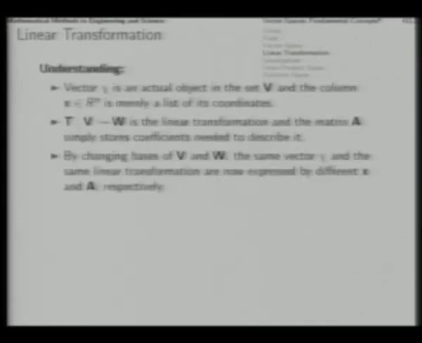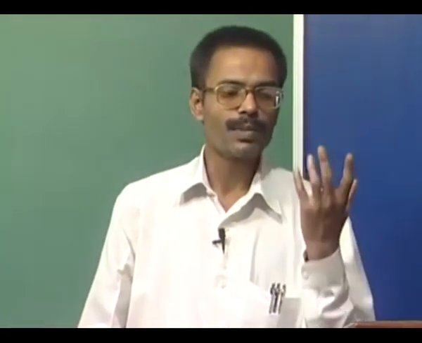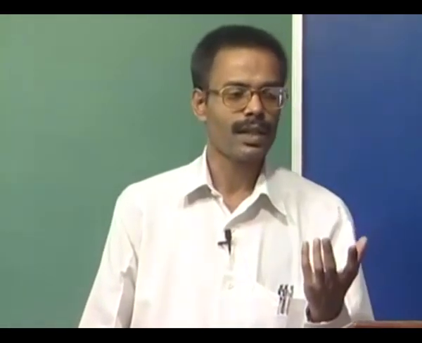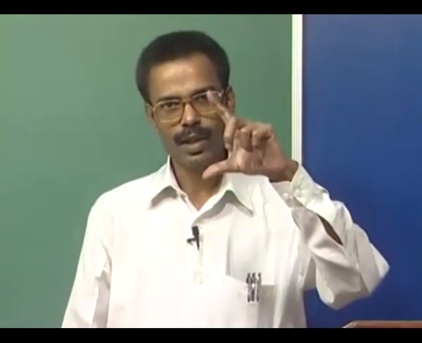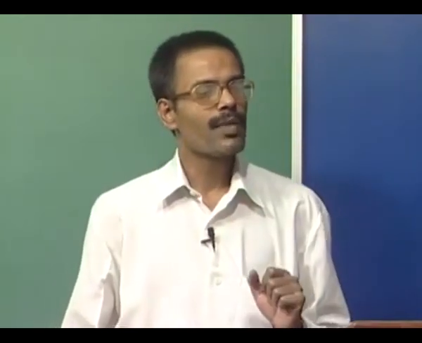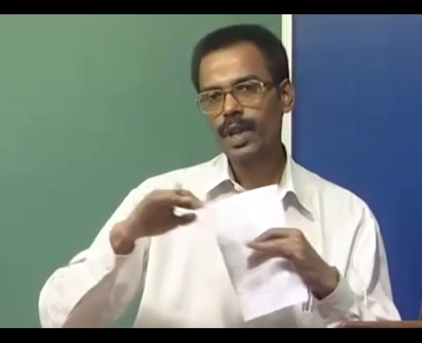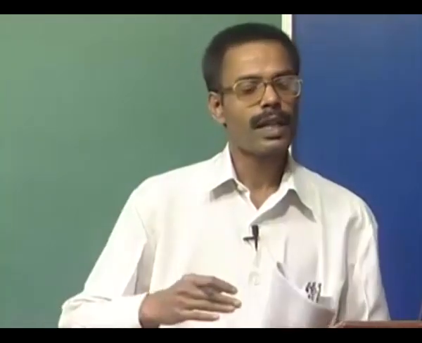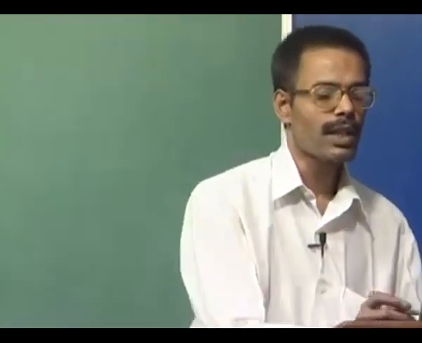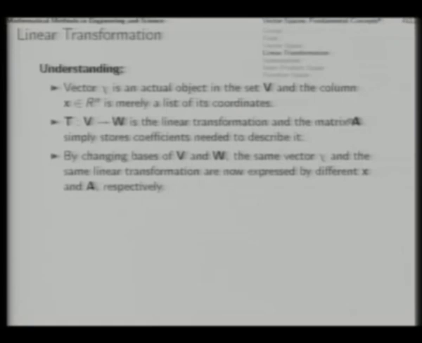So, the understanding here in this whole discussion is that vector chi is an actual mathematical object in the set V. It is a vector, and the column X, n dimensional column vector in Rn, is merely a list of its coordinates, and T from V to W is a linear transformation which is an event, a situation. The description of it is actually stored in the rectangular array of numbers which is the matrix A.